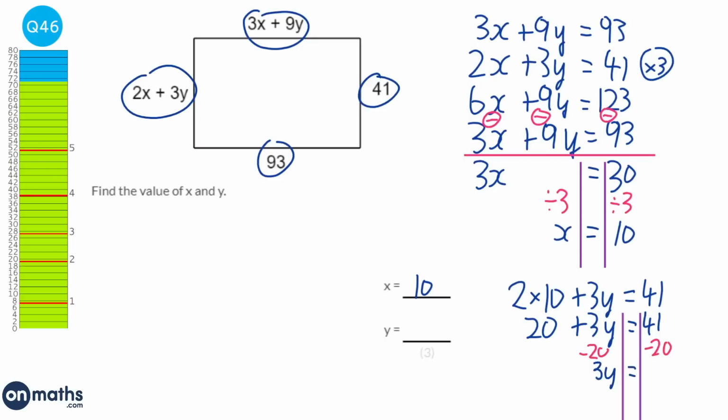So we've got 3y equals 21. And then we're going to divide by 3 both sides if I don't run out of room. So y equals 7. So we've got x equals 10, y equals 7. Now I could check that with the first equation as well. So 3 times 10 is 30, 9 times 7 is 63, 30 plus 63 is 93. So we know we've got it right.